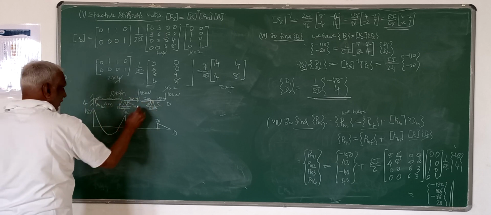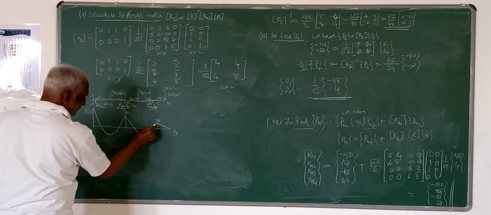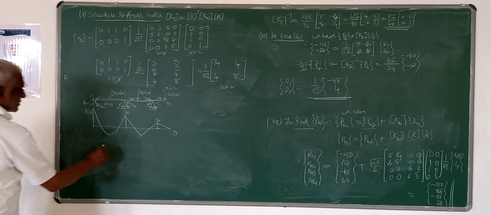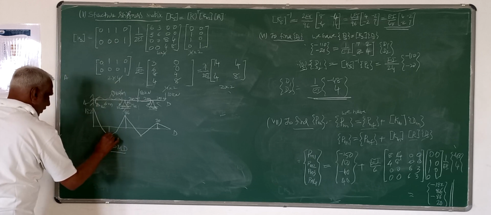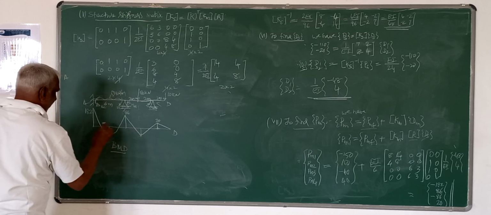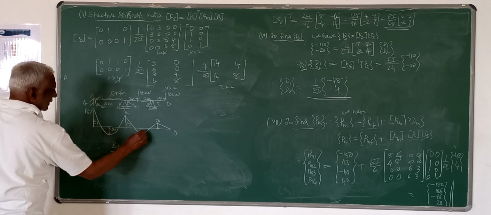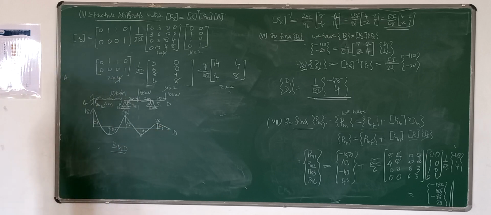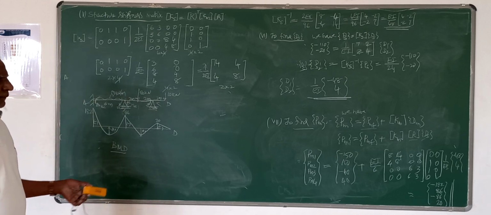So here I will get a central triangular moment like this, that I will superpose on this. So this will be your net bending moment. Of course, you can work out these positive moments and get the final bending moment diagram for this particular beam. So with this, the analysis of beams is completed.